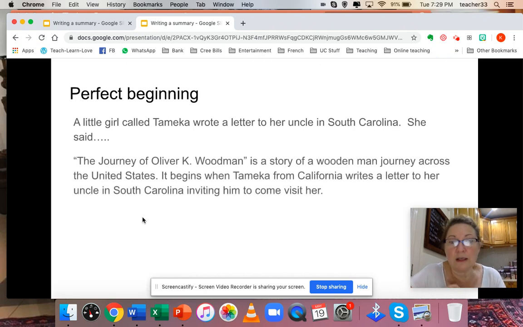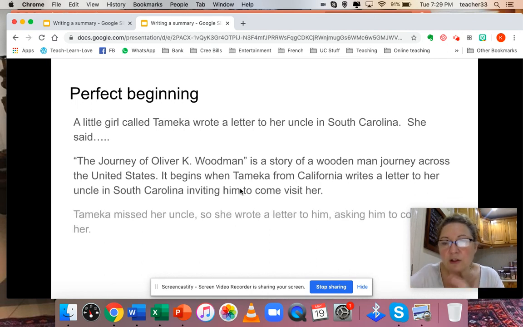Second option is The Journey of Oliver K. Woodman is a story of a wooden man's journey across the United States. It begins when Tamika from California writes a letter to her uncle in South Carolina, inviting him to visit her. And the third choice is Tamika missed her uncle, so she wrote a letter to him asking him to come visit her.